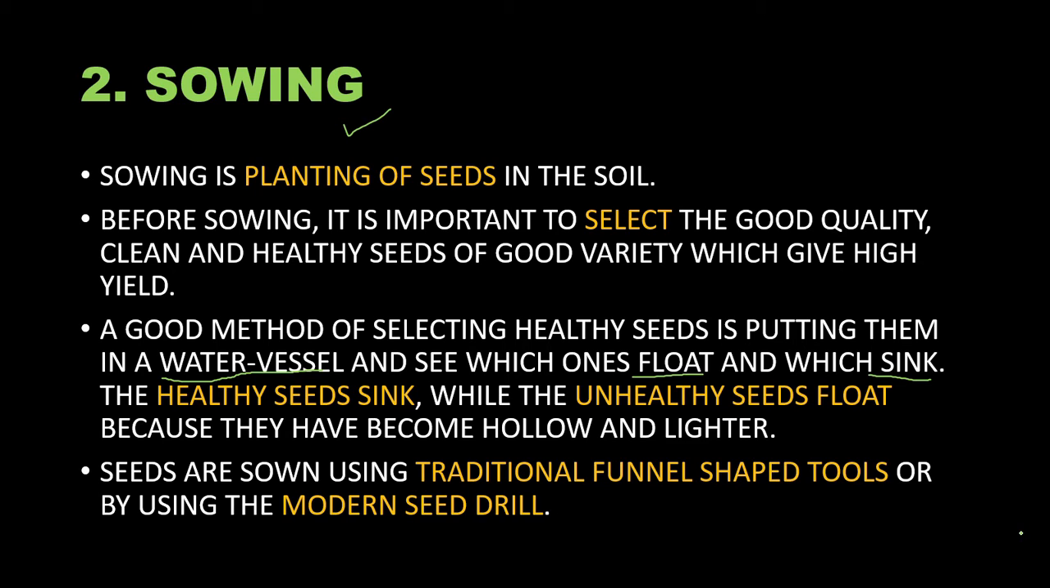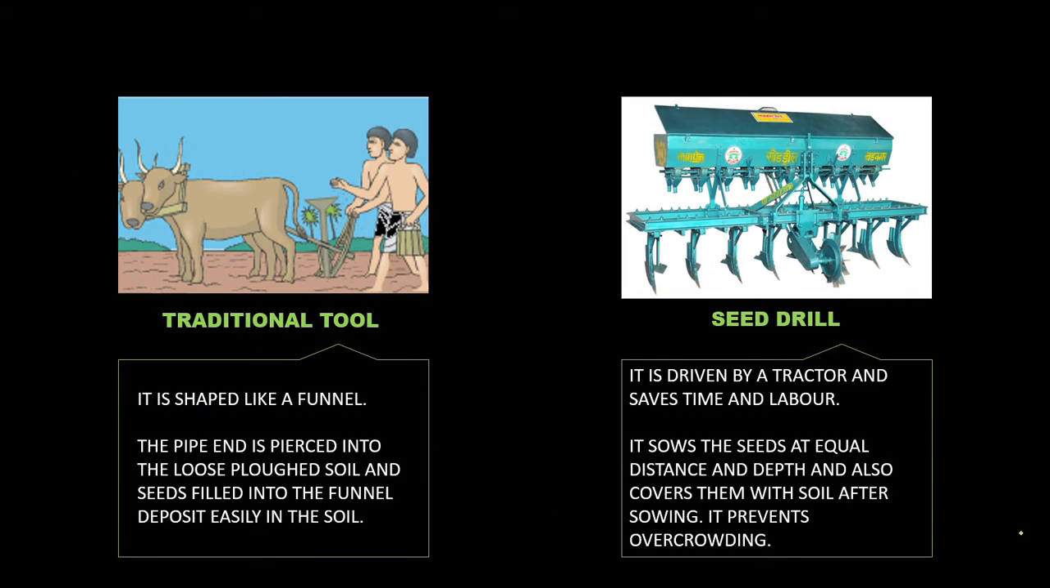Seeds are sown using traditional funnel-shaped tools or by using the modern seed drill. Here you can see the traditional tool is shaped like a funnel. The pipe end is pierced into the loose plowed soil and seeds filled into the funnel deposit easily in the soil. The seed drill is driven by a tractor and saves time and labor. It sows the seeds at equal distance and depth and also covers them with soil after sowing. It prevents overcrowding of seeds.